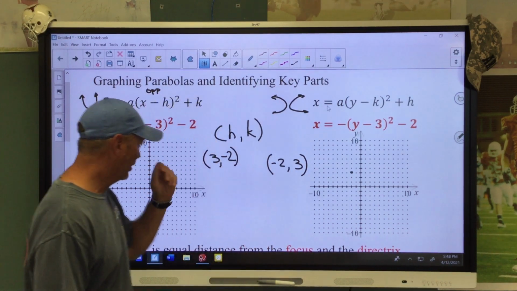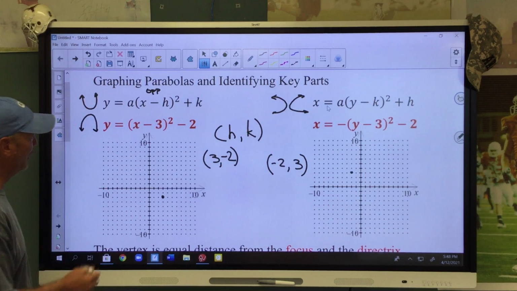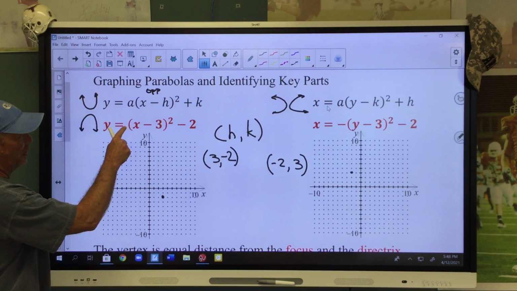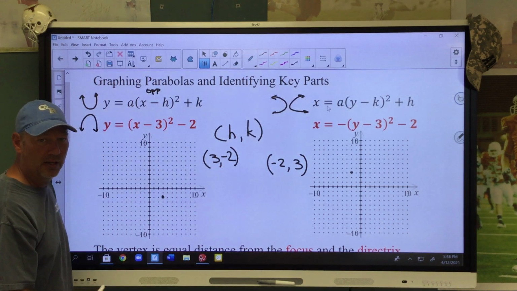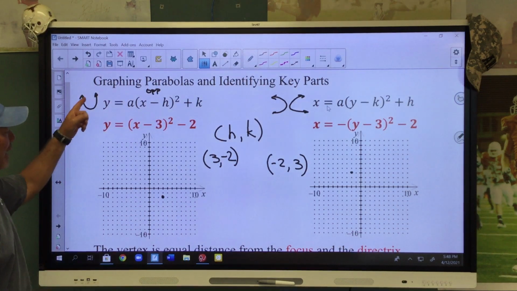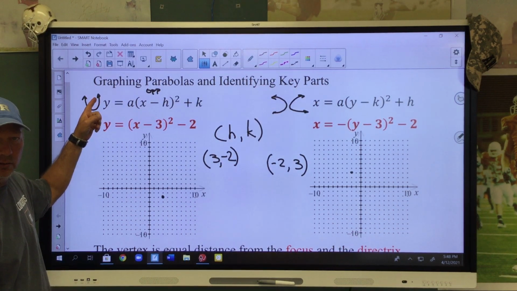Okay? Now, let's go back to this problem. We know that this is going to open left and right, but because my A value is positive, I don't have a negative in front. Because my A value is positive, I know my graph is going to open upward, okay?